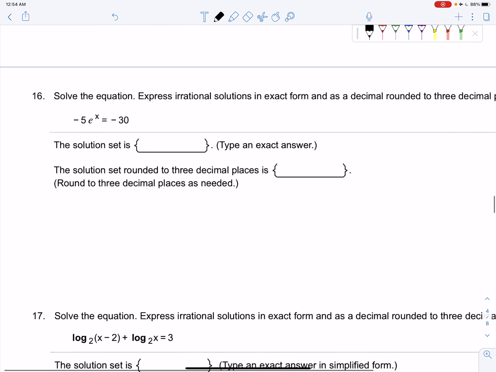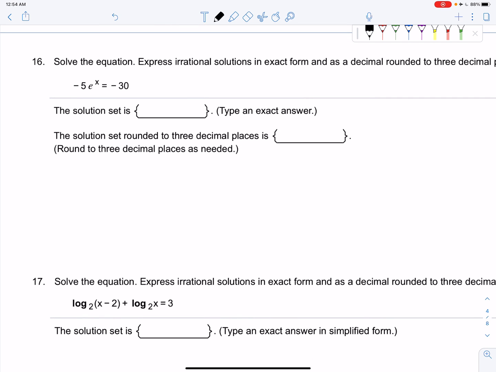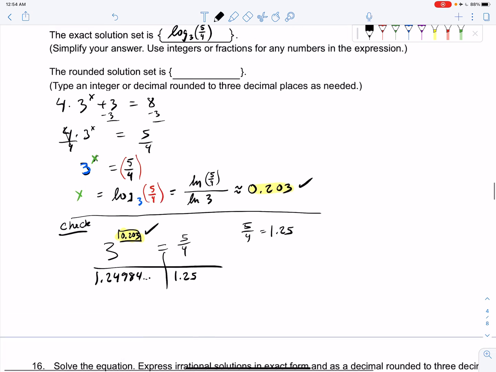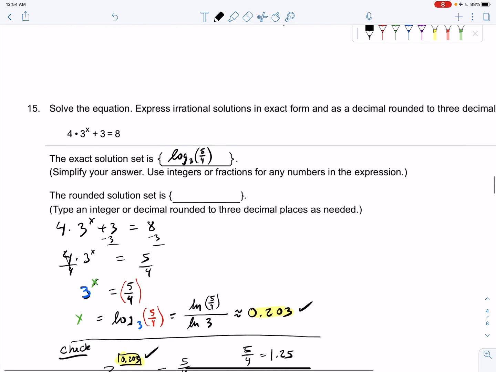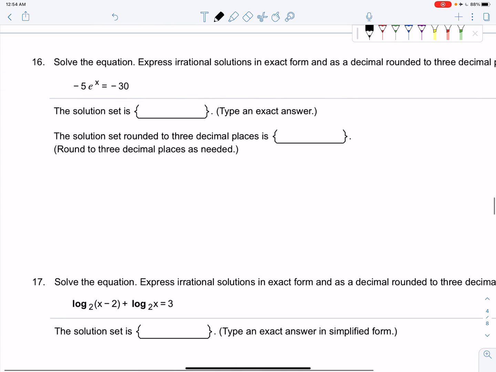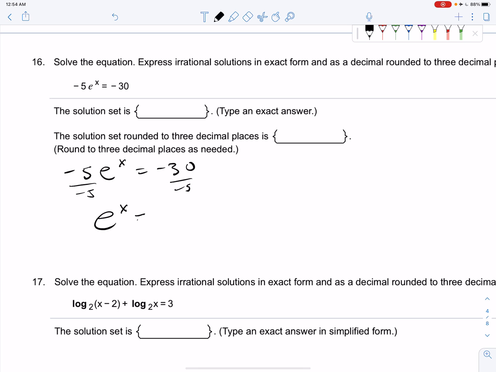We flip the page to number 16, and there's another problem to work on here. Let's take a look at this one. This is going to be -5 times e to the x equals -30. Of course, we're going to divide by -5, which gives us e to the x equals 6. So now, how can we do this? You can use the definition of logs as the way I've been doing it, or you can be a little bit tricky and just take the natural log of both sides.